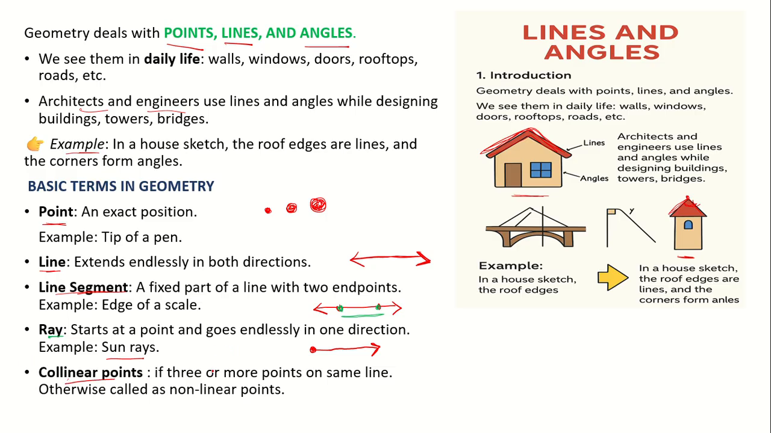Next we have collinear points. What are collinear points? Collinear points are three or more points on the same line. Let's say this is a line. If we have three or more points on this line, then they are called collinear points. Otherwise, they are non-collinear points.